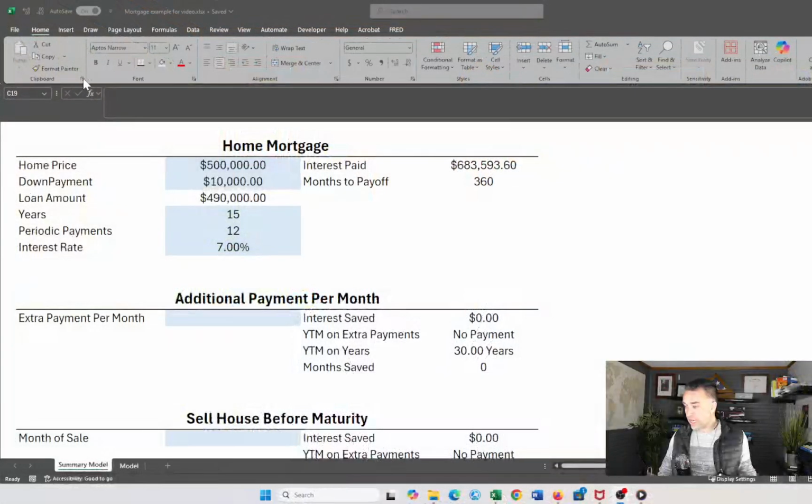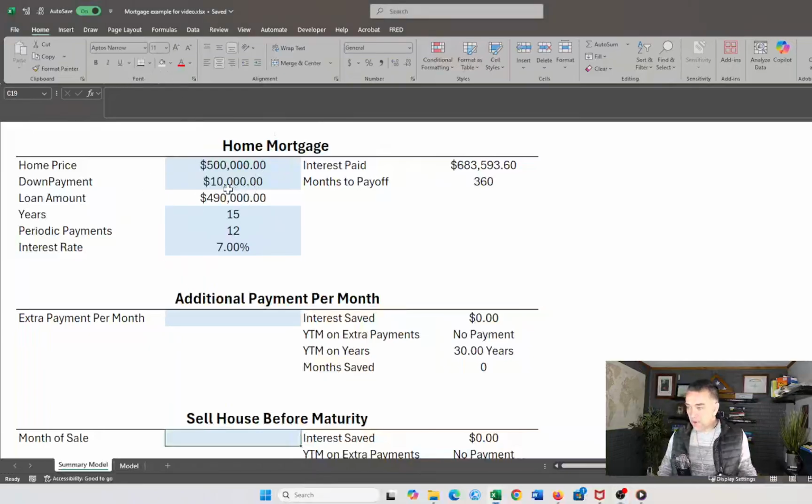Because you always hear you want to pay off your home. Well, now I created something where you can compare that to other investments. Let's say your savings account, a CD, or the S&P 500. So let me go through the model I created.